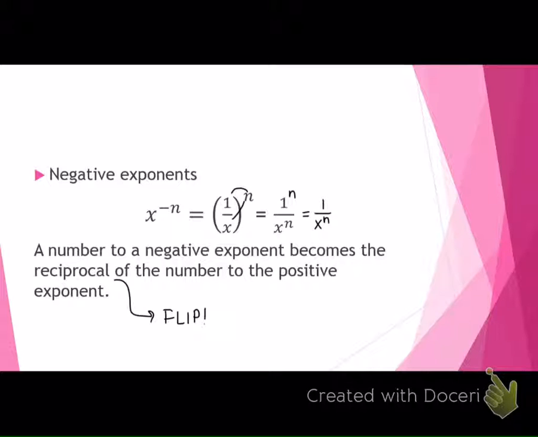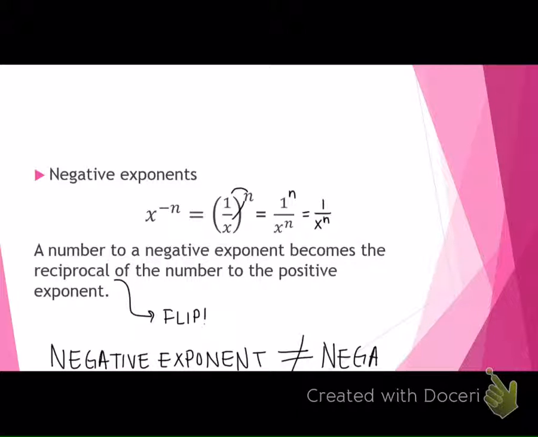A negative exponent does not equal negative number. So make sure you are not changing your numbers negative or positive because of a negative exponent. They don't change the sign. Negative exponents do not change the sign of the numbers. It just flips it. It changes the sign of the exponent.